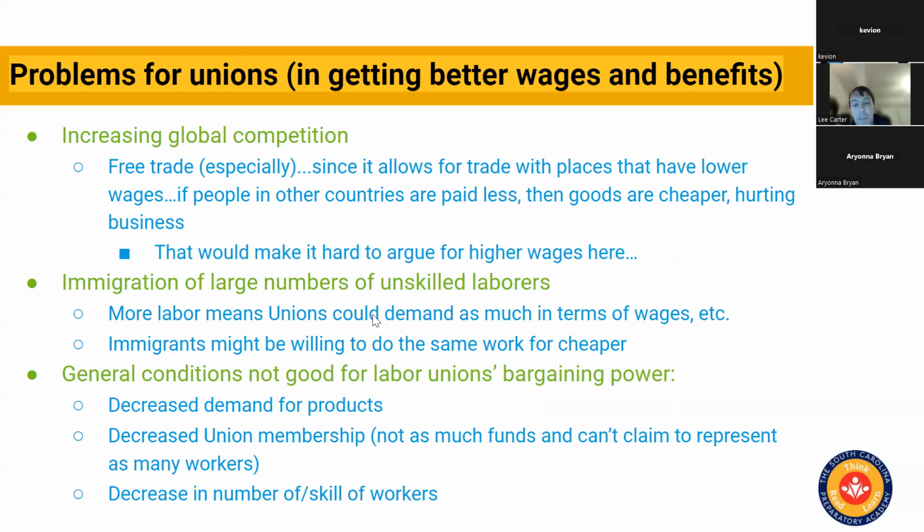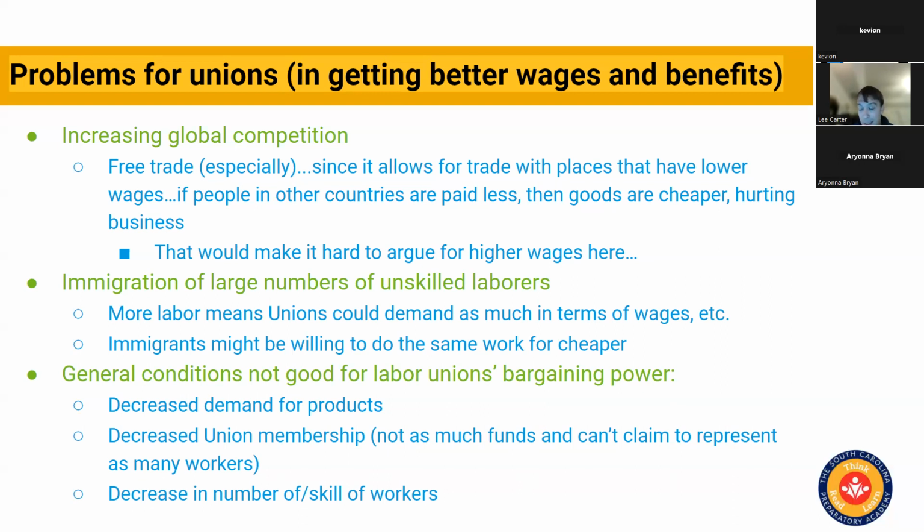So basically, if you've got other workers who are willing to do the same amount of work for cheaper, then as a union, you can't really argue for higher wages very effectively. Okay. Because they could just hire more workers, other workers. Like, oh, you don't want to work? Fine. We'll get somebody else to do it. Right.